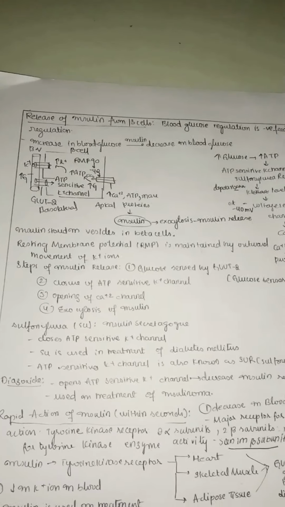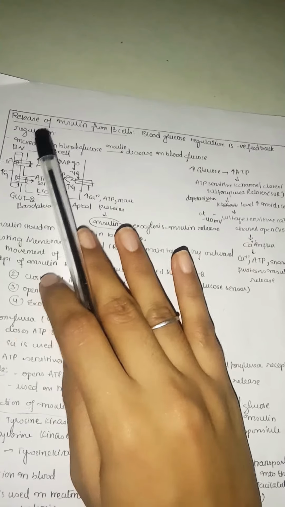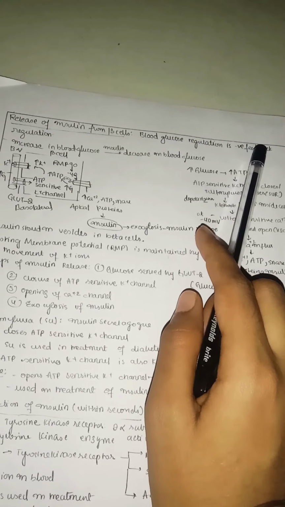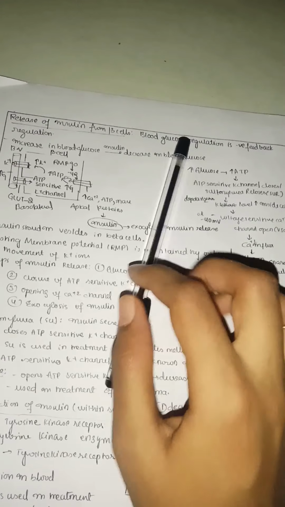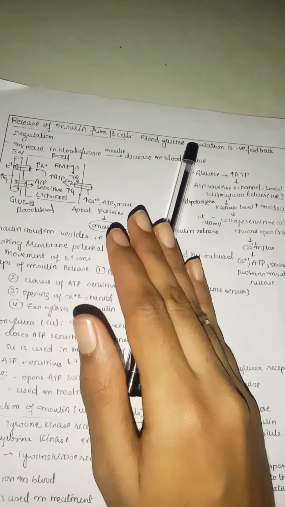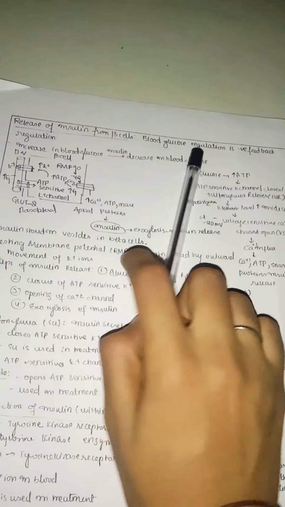Now let us see the important one, that is the release of insulin from the beta cells. We are saying insulin will come from the beta cells, but we need to understand how it is coming. Blood glucose regulation is a negative feedback process. For example, if the blood glucose is increasing in our blood, our insulin tries to decrease it. In the same way, if the blood glucose level is very low, then some other hormone tries to increase it. As we saw here, glucagon increases blood glucose, and insulin decreases the blood glucose.